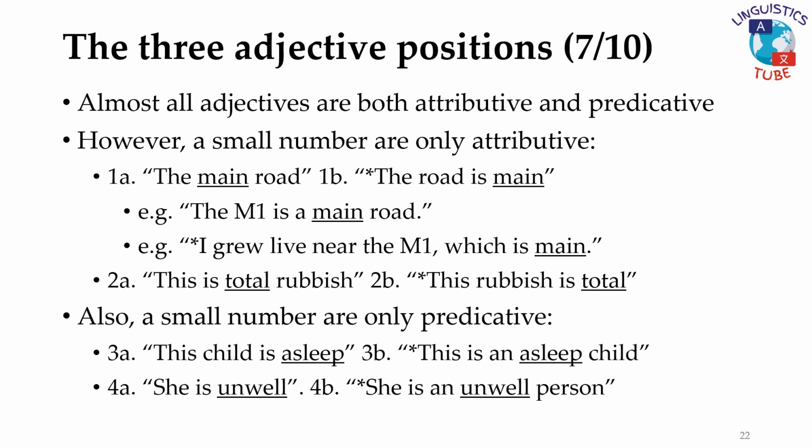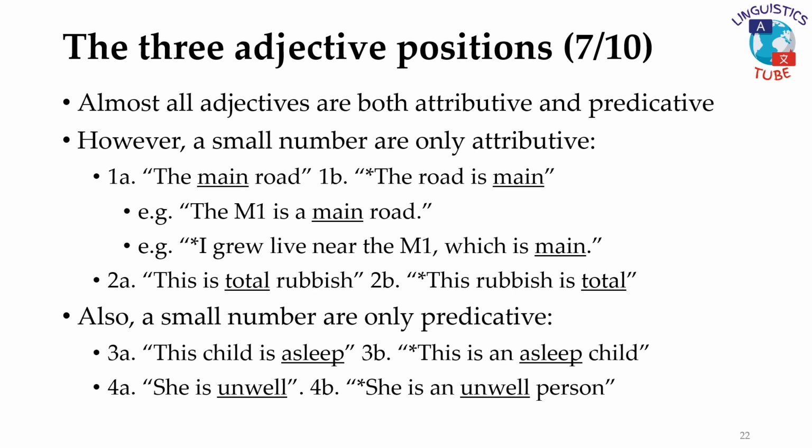Next, here are some adjectives with the opposite situation. You can say this child is asleep, but you can't say this is an asleep child. Also, you can say she is unwell, but not she is an unwell person. Therefore, asleep and unwell are only predicative, not attributive.